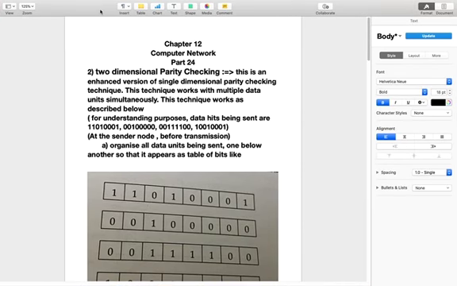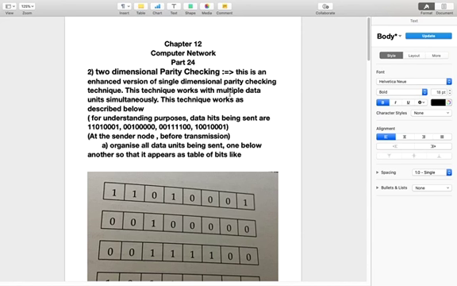In this video we will learn two-dimensional parity checking. In the previous video we learned about what error detection and error checking are, and we learned single dimensional parity checking. So today we learn two-dimensional parity checking. This is an enhanced version of the single dimensional parity checking technique.